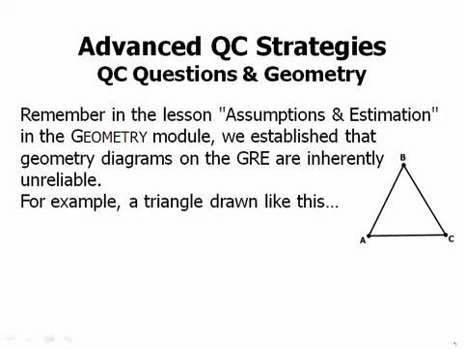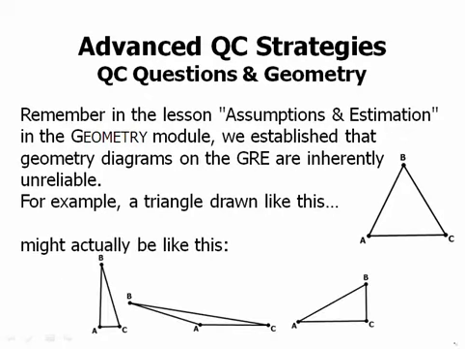So for example, you might see a triangle drawn like this. Looks like it's equilateral or close to equilateral. In fact, that triangle might look like any of those. Any side could be the biggest side, any angle could be the biggest angle. We have no idea. So there's something inherently deceitful about the diagrams, and if you're naive and trusting the diagrams, you will go astray 100% of the time.